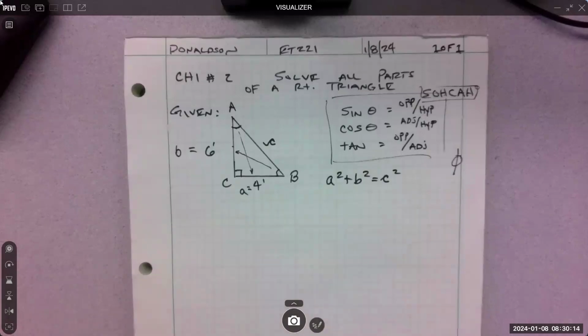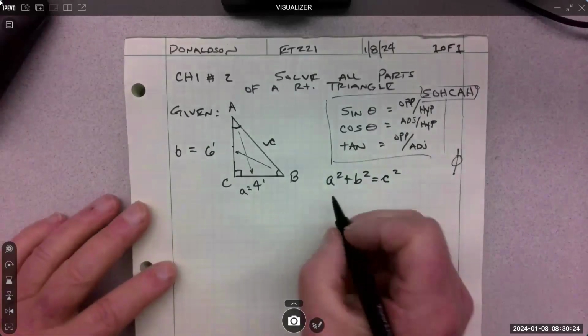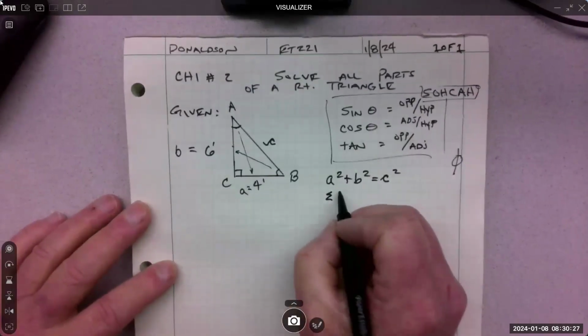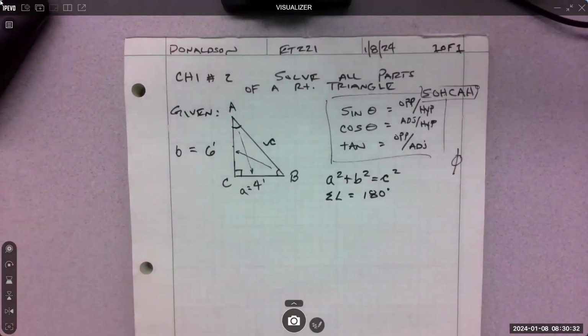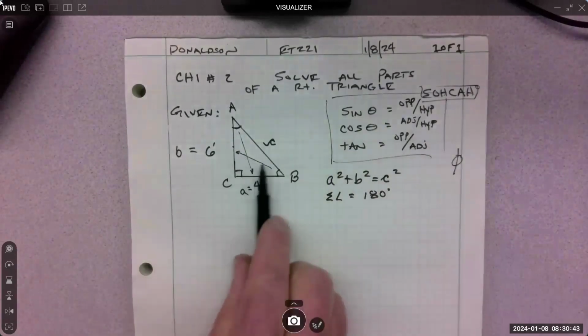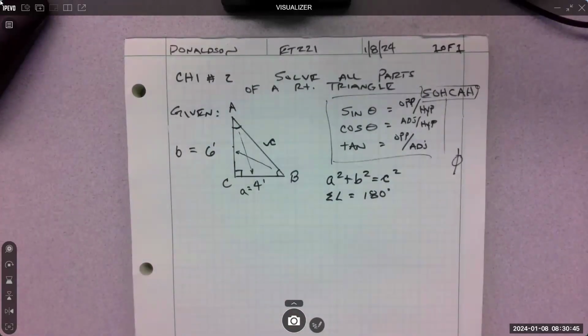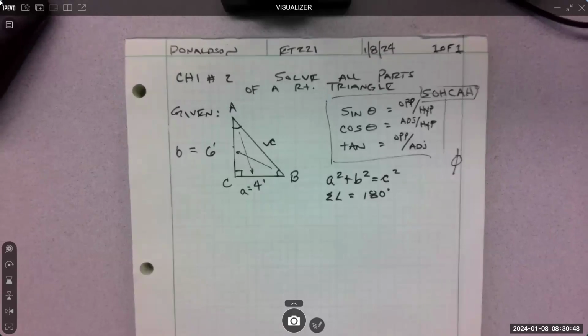Excellent. What other things do we know about right triangles? There's one other. Internal angles equal 180. So the sum of the angles equals 180 degrees. So if I know two angles, I can get the third angle by subtracting from 180, right? It's huge. These are all our tools to solve these things. Why the heck do we spend time with triangles? Anyone know that answer?